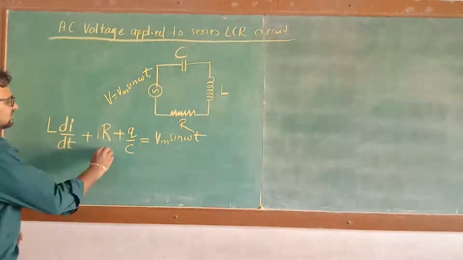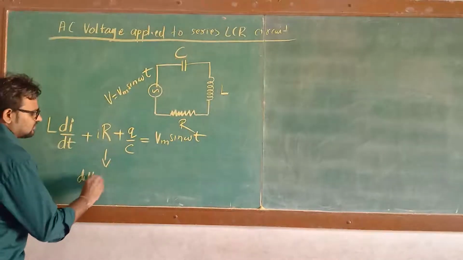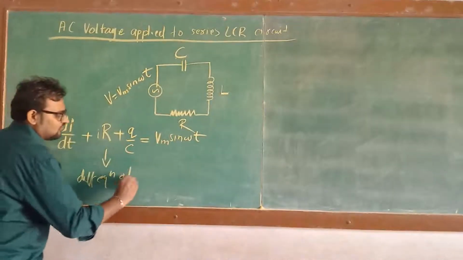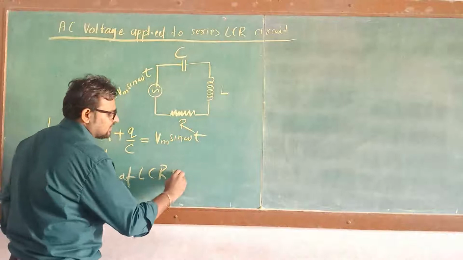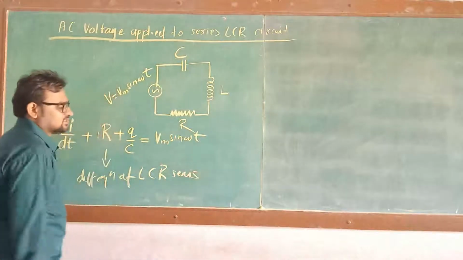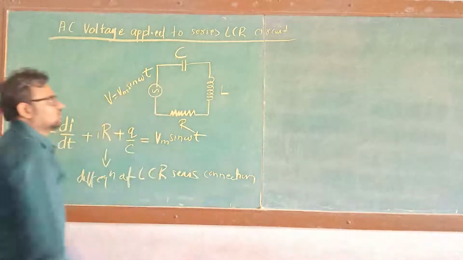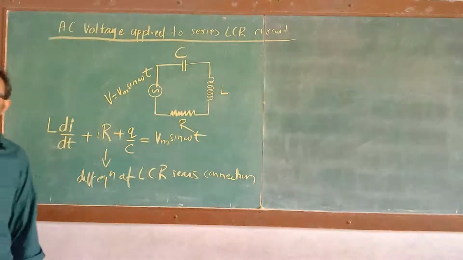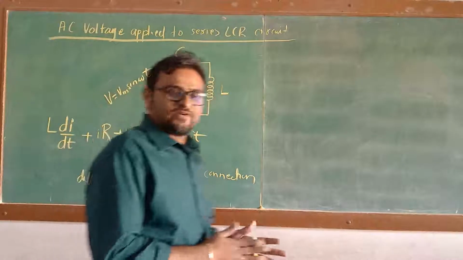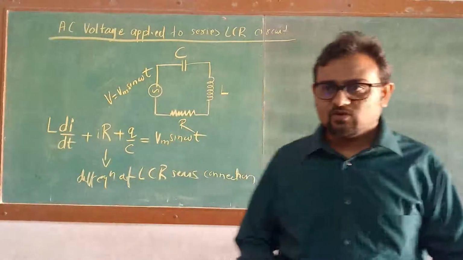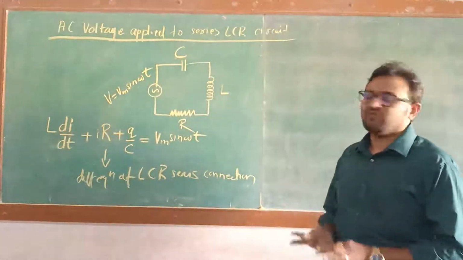So this is the differential equation of the LCR series connection, where L di by dt plus IR plus Q by C is equal to Vm sin omega t. Now let's draw the phasor diagram for it.